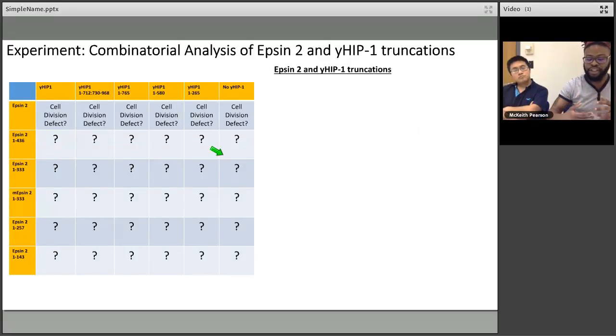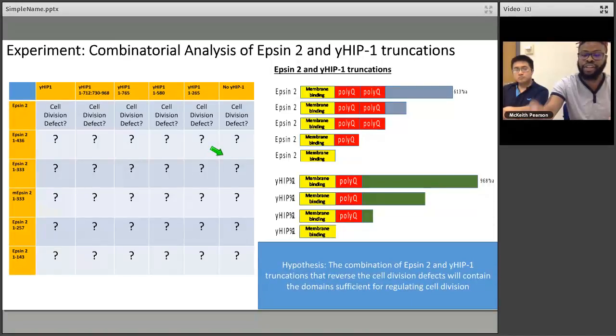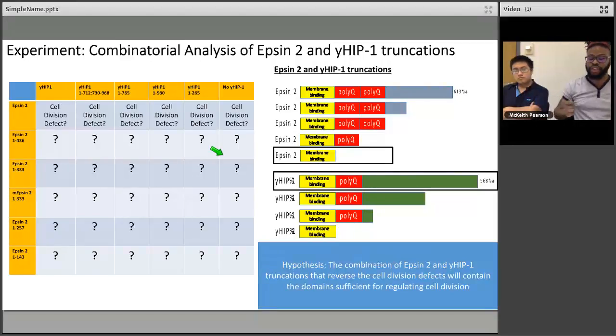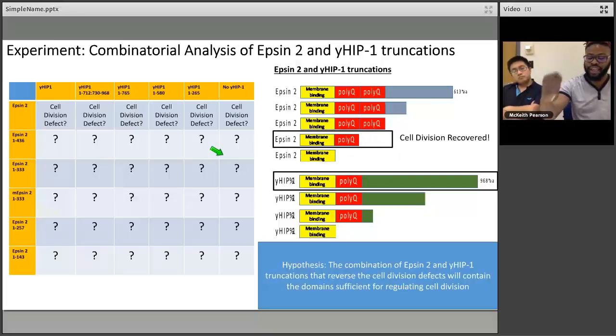Now, to see which regions of Epsin2 and yeast HIP1 are required for regulating cell division, we used a reductionist molecular biology technique known as combinatorial analysis. This involves making shortened versions of proteins called truncations that strategically eliminate regions we suspect are important for cell division. We hypothesize that the combinations of Epsin2 and yeast HIP1 truncations that reverse the cell division defects will contain domains sufficient for regulating cytokinesis. For example, if we were to discover that a particular combination of yeast HIP1 and Epsin2 recovered cell division abnormality, then we can propose that the same interaction is required between Huntingtin and Huntingtin Interacting Protein-1 in human cells.